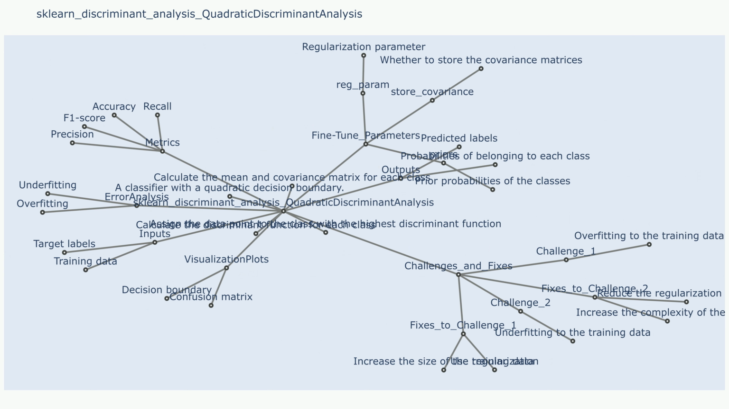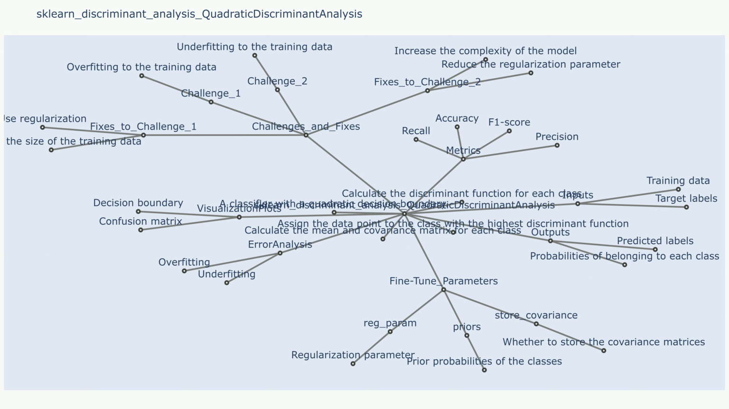Outputs: self, the fitted quadratic discriminant analysis object. This can be used to make predictions on new data. Y_pred, the predicted class labels for new input samples. This is a 1D array of integers or strings, with the same shape as the input data.